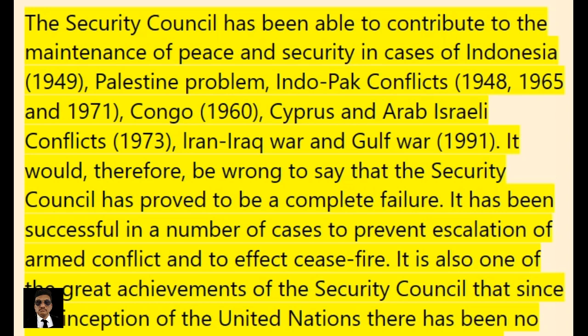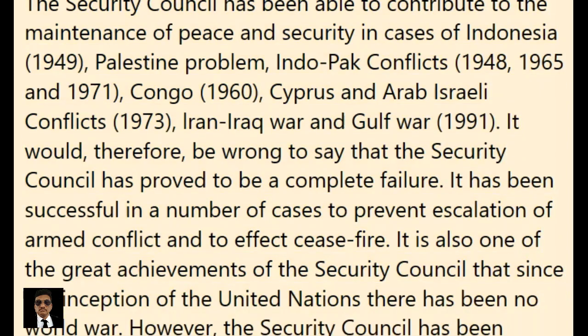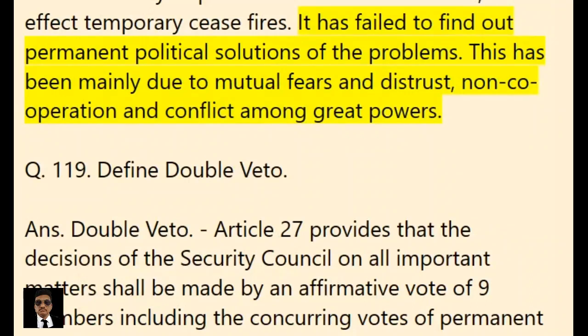However, the Security Council has been successful only to prevent escalation of war and to effect temporary ceasefires. It has failed to find out permanent political solutions of the problems. This has been mainly due to mutual fears and distrust, non-cooperation and conflict among great powers.